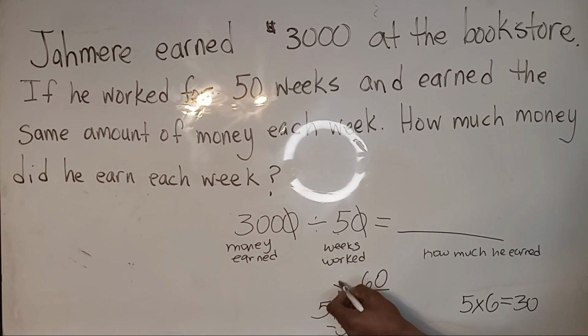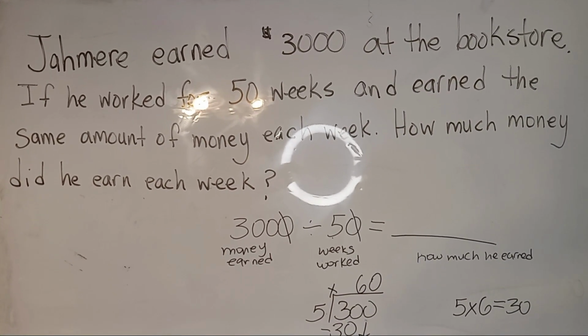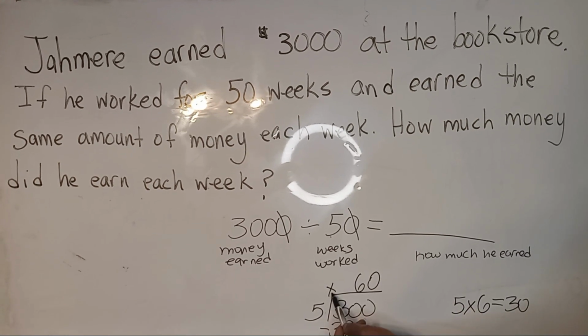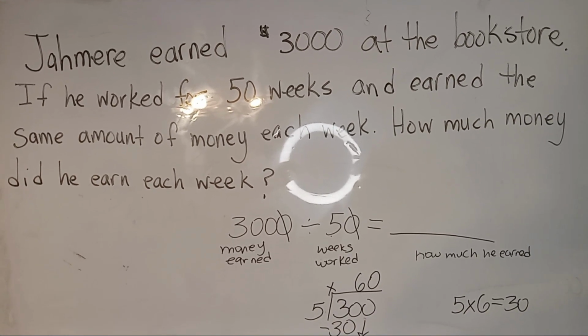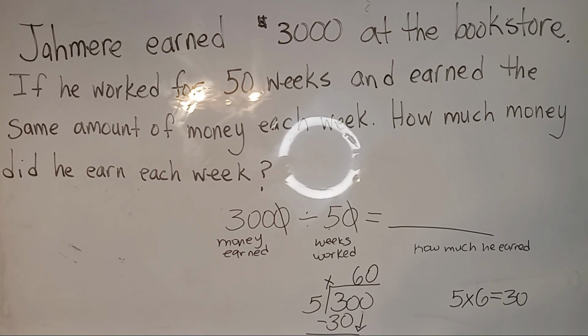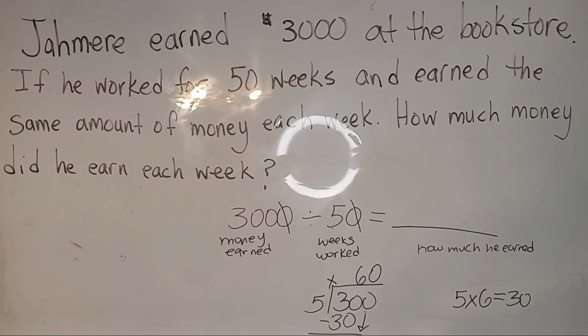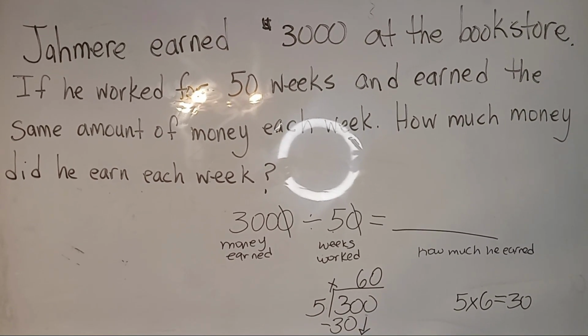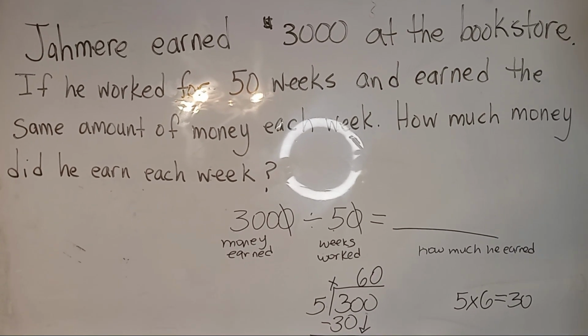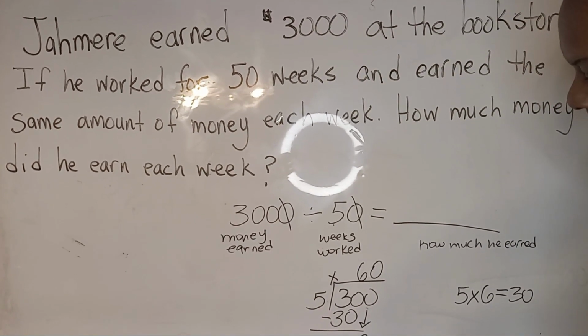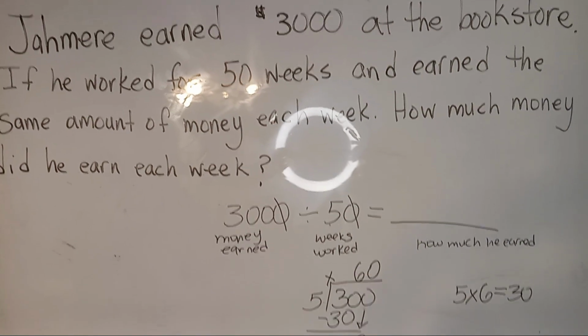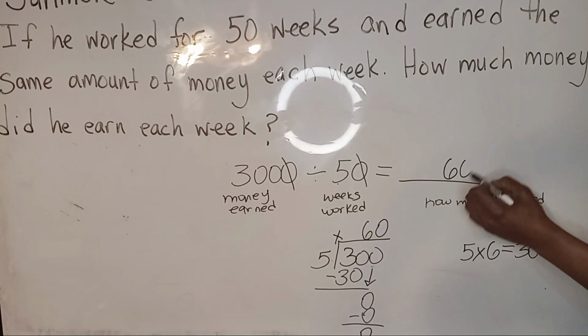I like to put my X here so people can remember to always multiply. So 0 times 5 is how much? 5 times 0 equals 0. Right. 0 times any number is 0. So we get another 0. And that is it. And our answer should be $60.